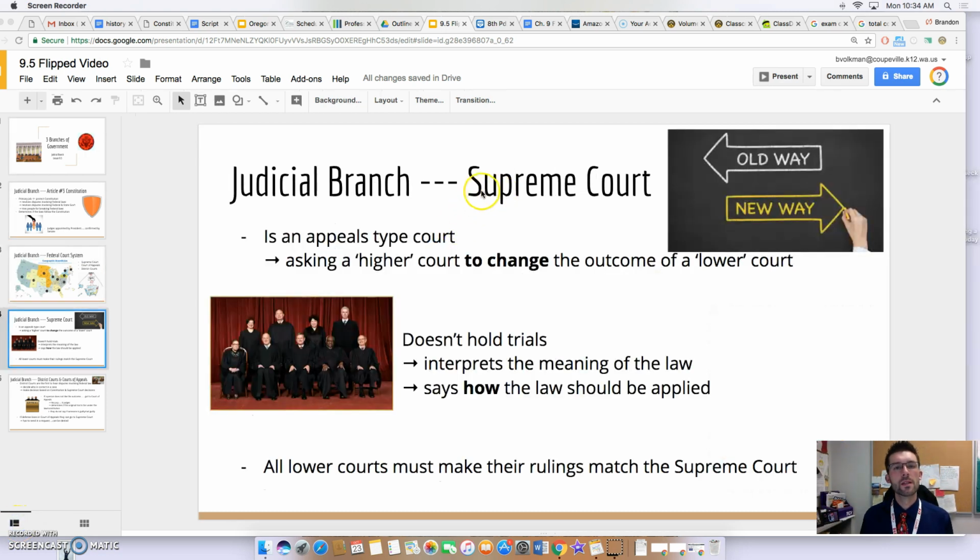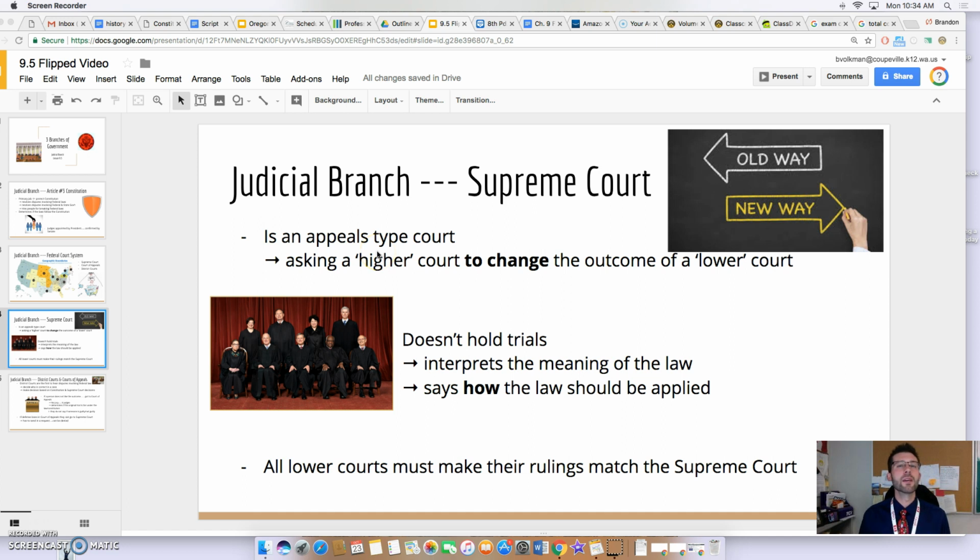Let's talk about the Supreme Court now, shall we? Now, the Supreme Court is an appeals type court. In fact, the Supreme Court is the only court that has been specifically required from the Constitution. Now, when I say an appeals type court, what I mean is this.